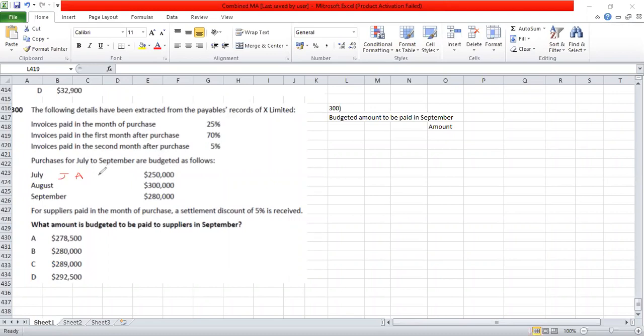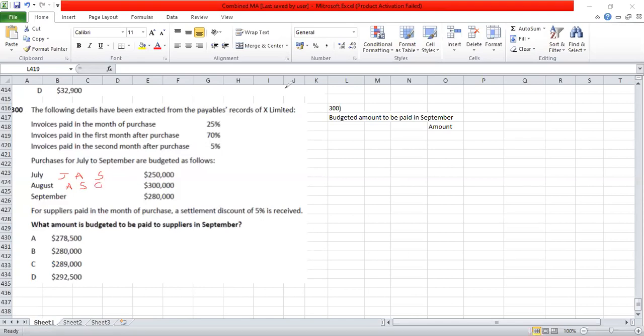So the payment is spread over 3 months: July, August, and September. Because 25% will be paid in July, 70% will be paid in August, and 5% will be paid in September. Then if we start with August, it will be August, September, and October. But we are only looking at September.